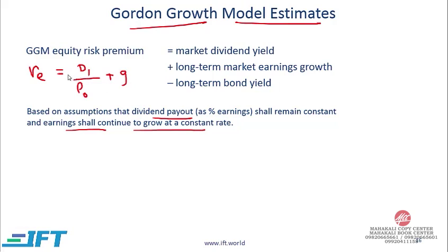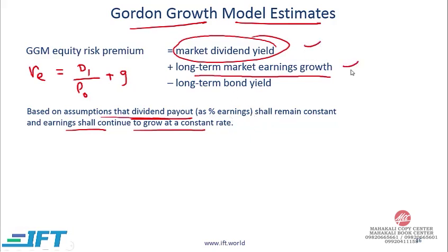Now, think about this. If you expand this to the overall economy or all the stocks, then what is D1 over P naught? That is simply the market dividend yield. What is G? This is the long-term earnings growth, and we are connecting the earnings growth with the dividend payout. So these two terms are exactly the same as what we have over here. But we are talking about the equity risk premium.